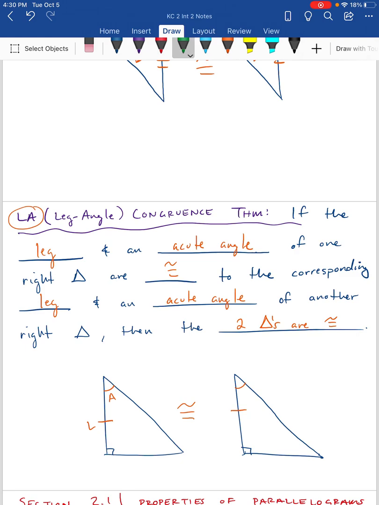Now be careful. This angle, although it is a congruent angle in both of them because they're both 90 degrees, you're not using that 90-degree angle as part of the leg angle theorem, okay? The right angle is only telling you that you are able to use one of those four theorems, okay? So without that right angle, you can't use any of these.